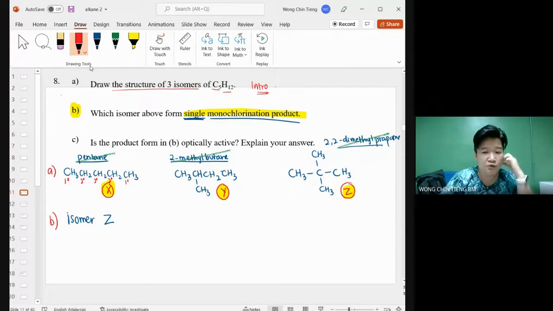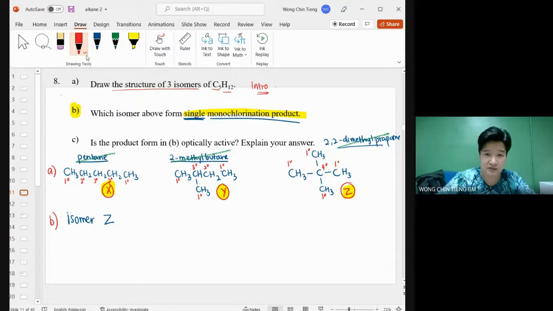Untuk Y, I have a tertiary, I have a secondary, I have a primary. I have three different classes: primary, secondary, tertiary. When you have three different classes, you definitely have three products already, minimum. Betul. Ada lebih lagi, there are actually four products. So, ada lebih. Tak boleh. But here, I have a quaternary. I have a primary.